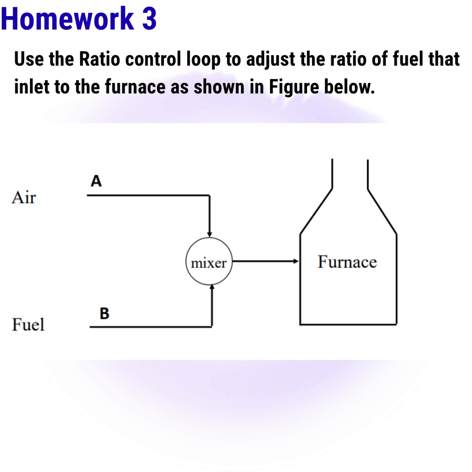Use the ratio control loop to adjust the ratio of fuel that inlets to the furnace as shown in the figure below. Homework 3. Cascade control.